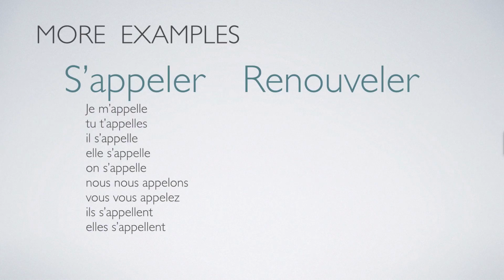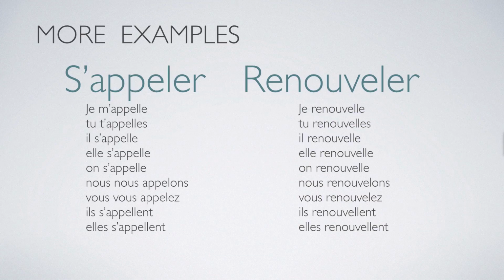Renouveler means to renew. We've got the same thing, two Ls: je renouvelle, so with the sound "è", tu renouvelles, il renouvelle, elle renouvelle, on renouvelle. Then with one L, nous renouvelons, vous renouvelez, ils renouvellent, elles renouvellent. So here, again, the two Ls change the sound of the letter E, and we get the sound "è".